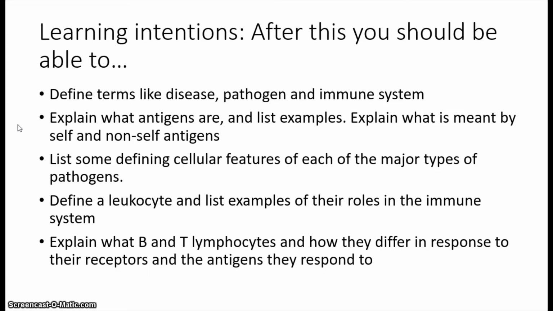So by the end of our recording today, we should be able to define terms such as disease and pathogen, and explain briefly what the immune system is able to do and what it means. We should be able to look at what antigens are and maybe even list some examples, and then hopefully begin to link this to some idea of what we call pathogens, defining ideally some of their cellular features and being able to tell the differences between them.